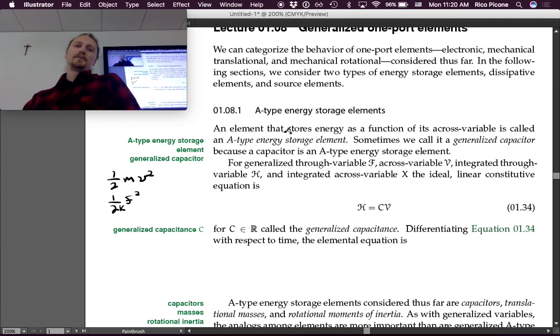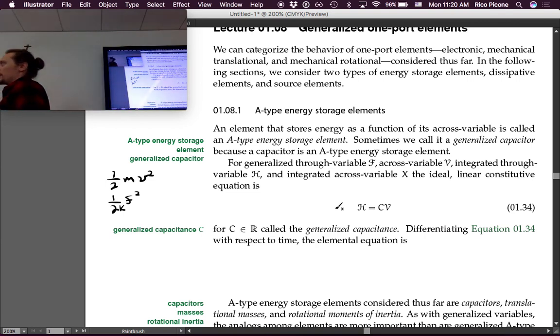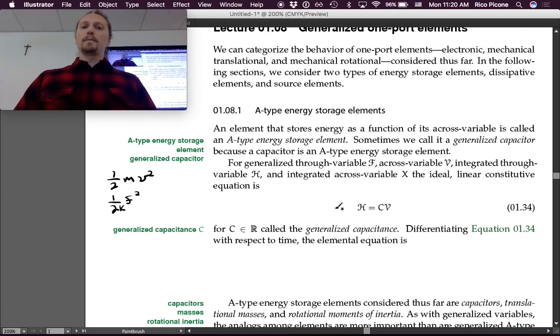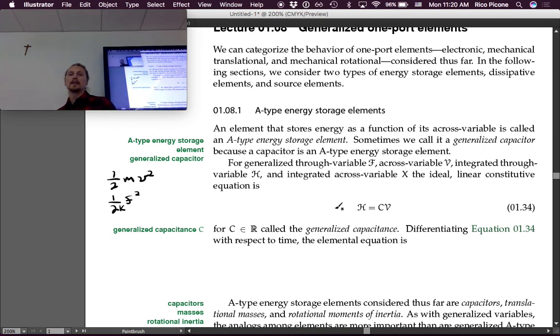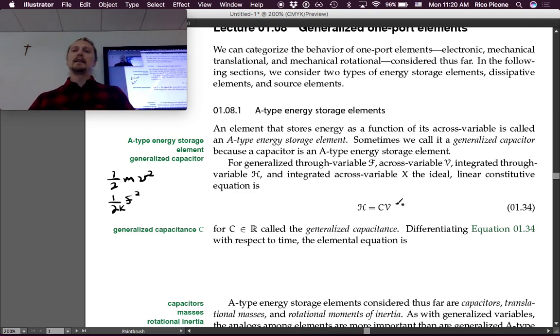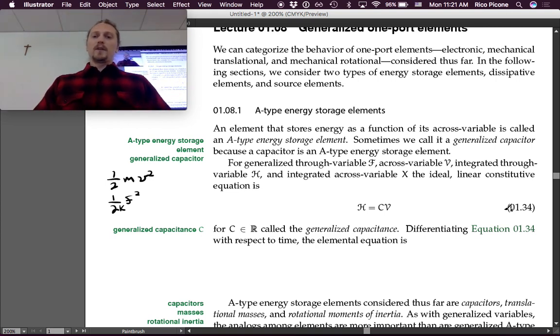Okay, good. And then also the rotational moment of inertia is kinetic energy 1/2 j omega squared. So the energy is stored in its across variable omega. All right, so for generalized through variable f, across variable v, integrated through variable h, and integrated across variable x, the ideal linear constitutive equation is that the integrated through variable h is equal to some constant c, which we call the generalized capacitance, times v, the generalized across variable.